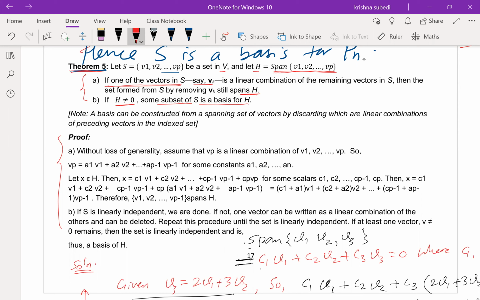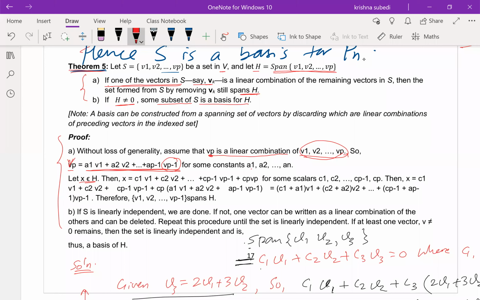Let us say that, without loss of generality, VP is a linear combination of all of these. One of the vectors is a linear combination of all the other ones. So we can write VP as a linear combination of all the other vectors up to V sub P minus 1, for some scalars A sub 1, A sub 2, up to A sub n.